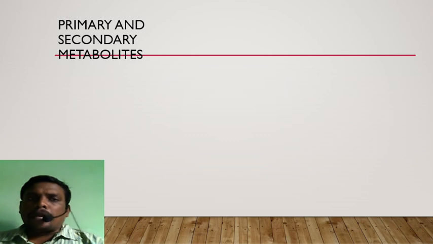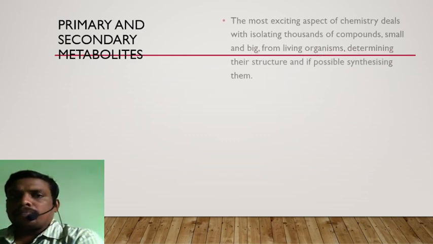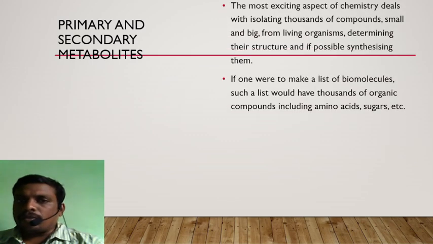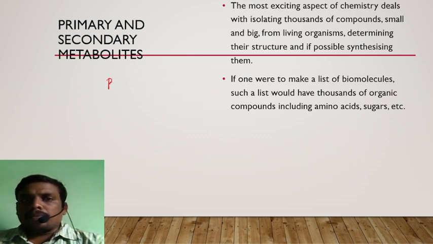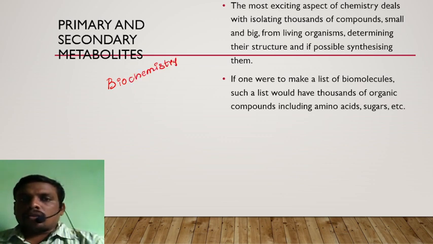Let us learn about primary and secondary metabolites of the living organisms. Biochemistry is a separate branch of science that deals with the chemicals or compounds that are present in the living organisms.